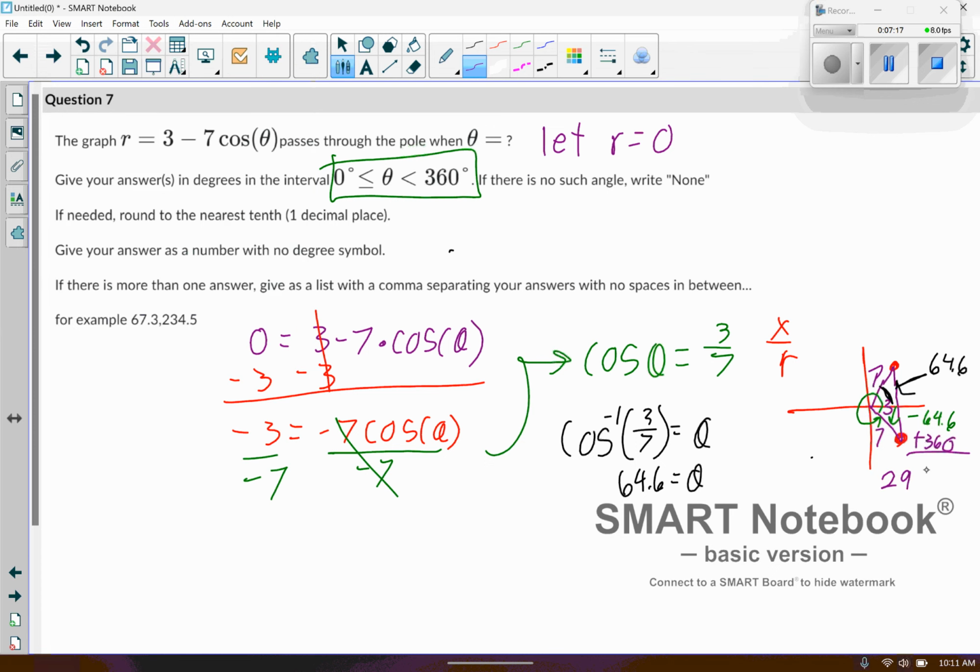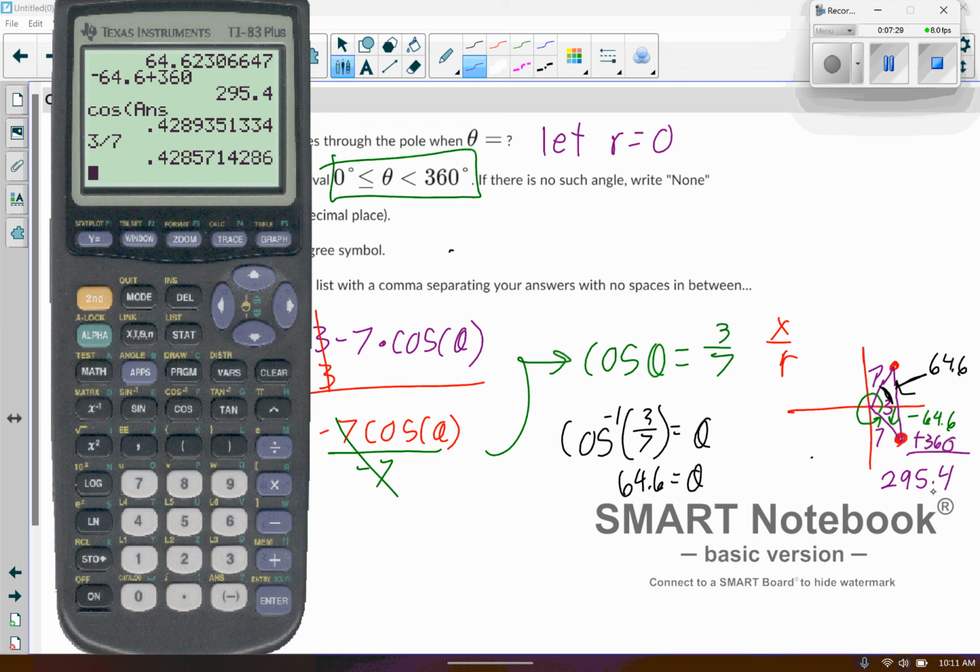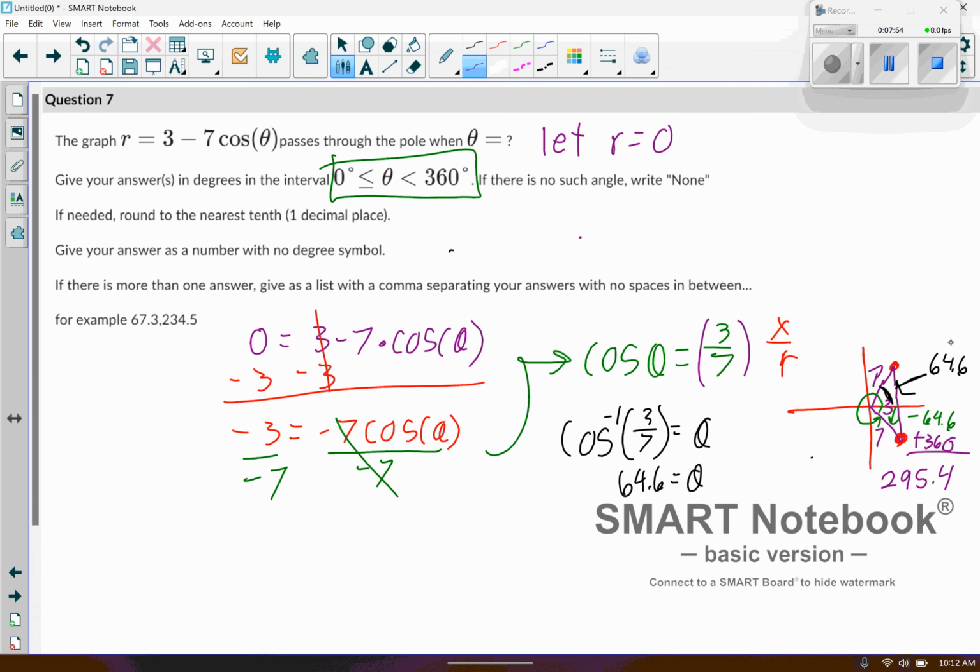Just to show this to you real quick in my calculator, I took the cosine of 295.4, and it gave me 0.4289, and so on. That's the ratio. That angle gives me that ratio of 3 over 7, because you can see in the calculator I also put in 3 divided by 7, which is 0.428. It's slightly off because my angle was rounded, but you can see that it matches. So those two answers do work.